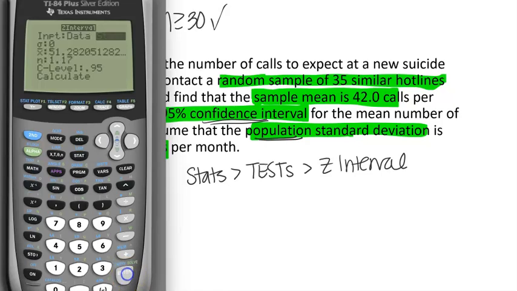I know my actual statistics. I know that my sigma is 6.5. I know that my x bar is 42. I know that I have 35 random samples, and I want a 95% confidence level. Right there up at the top, that is where they are giving you your confidence.